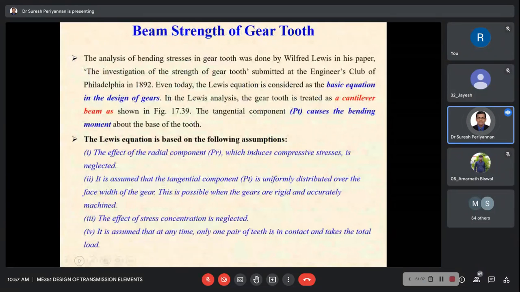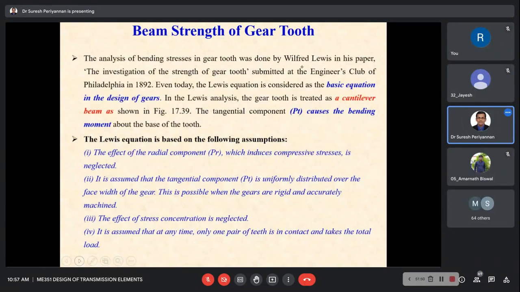Now I come to the beam strength of the gear tooth. Now we have entered into the more gear design concepts. First, we are going to discuss two concepts. The first concept is beam strength. The second concept is wear strength.